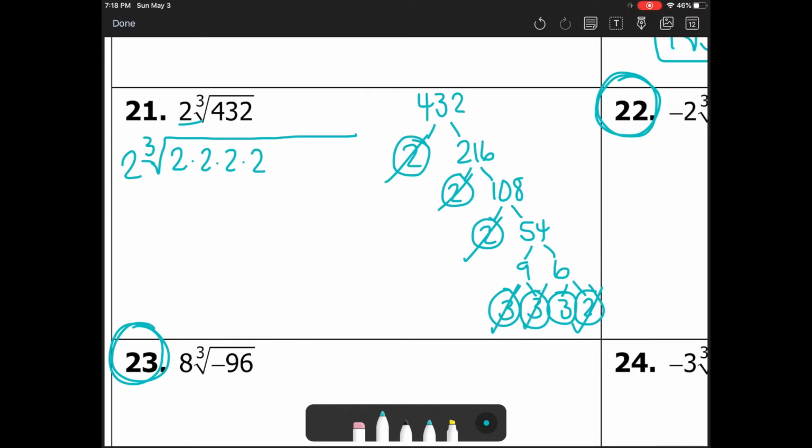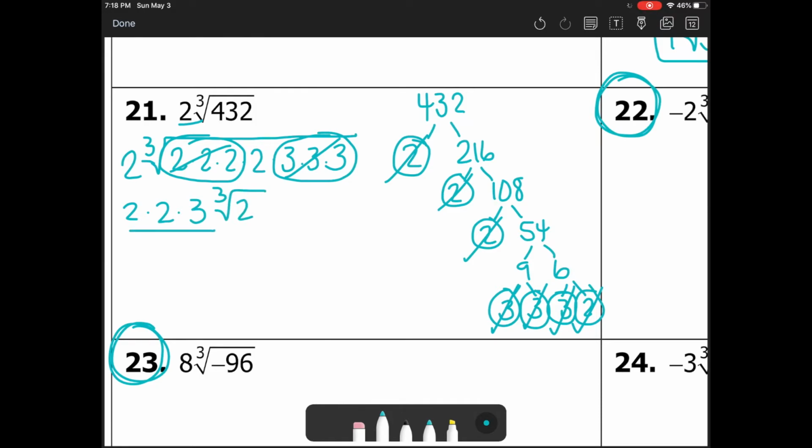And 1, 2, 3 3's. Keep the 2 in the front. I'm looking for triplets. So here's a triplet of 2's. Here's a triplet of 3's. And I've got a sad little 2 in the middle that has to stay. Simplify the front. 2 times 2 times 3 is 12. 2 times 2 is 4 times 3 makes 12. Cube root of 2. And there's your simplified answer.